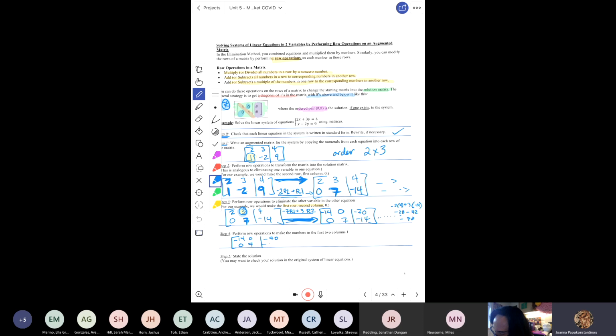Now, are we at the solution matrix yet? No. What am I missing? I need 1s, right? I need to get 1 here and I need to get 1 here. 1s on my main diagonal. So what could I possibly do to get 1s there? Okay, row 1 divided by negative 14, and then what else? What could I do? We could do this at the same time. Row 2 divided by 7, excellent.